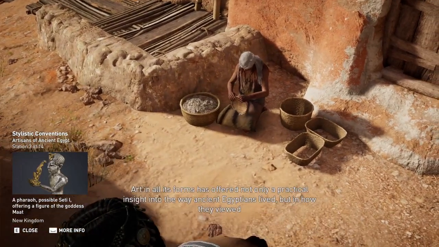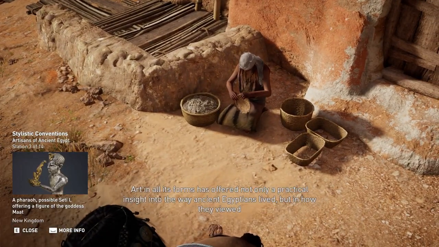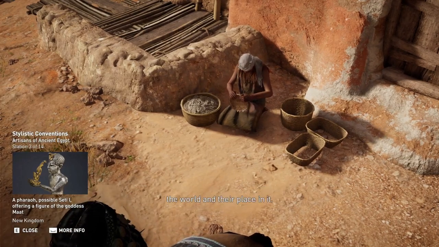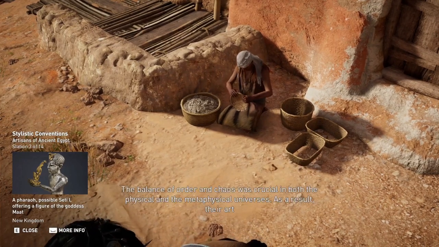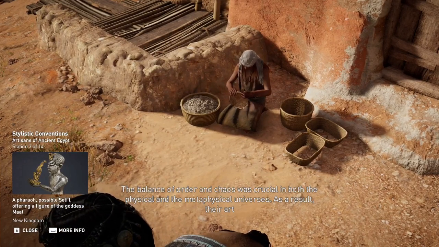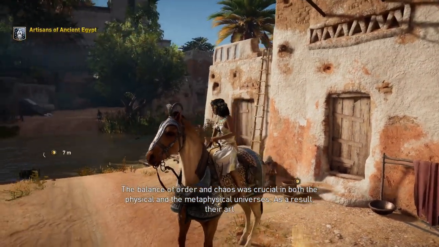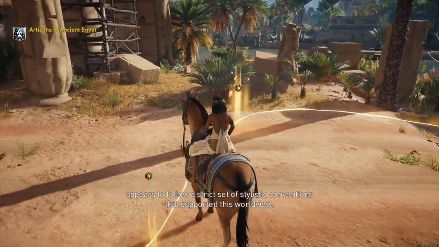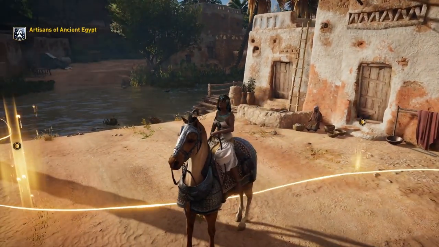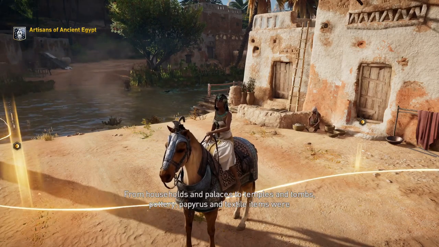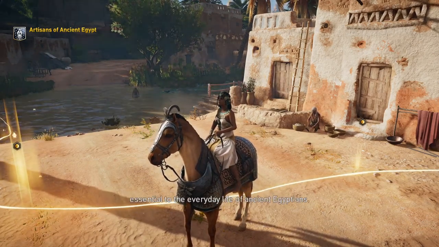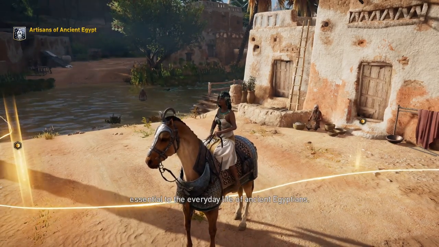Art, in all its forms, has offered not only a practical insight into the way ancient Egyptians lived, but into how they viewed the world and their place in it. The balance of order and chaos was crucial in both the physical and the metaphysical universes. As a result, their art appears to follow a strict set of stylistic conventions that supported this worldview. From households and palaces to temples and tombs, pottery, papyrus, and textile items were essential to the everyday life of ancient Egyptians.